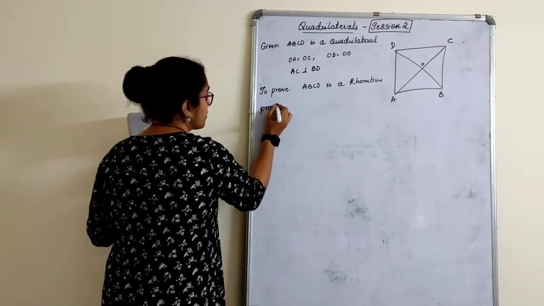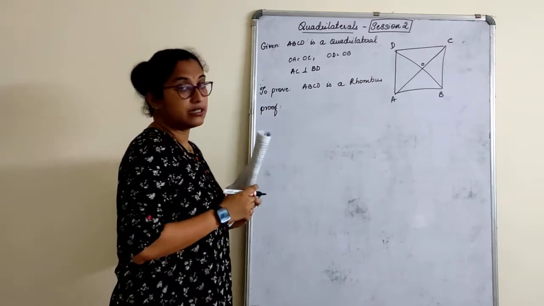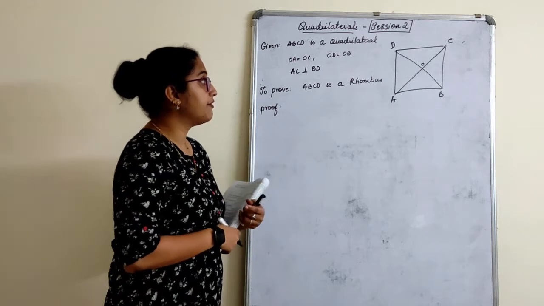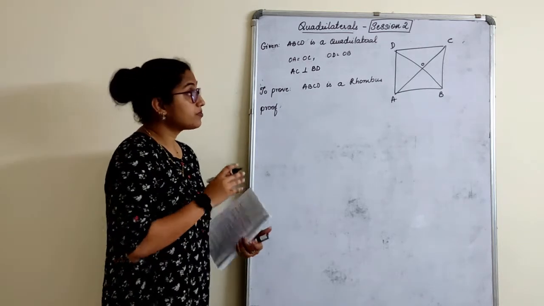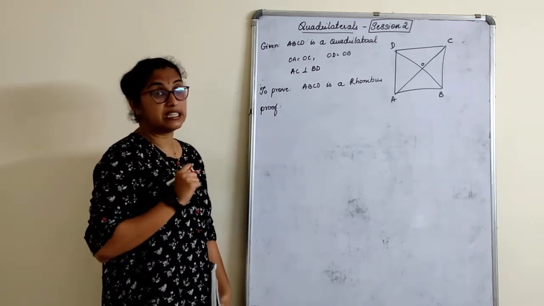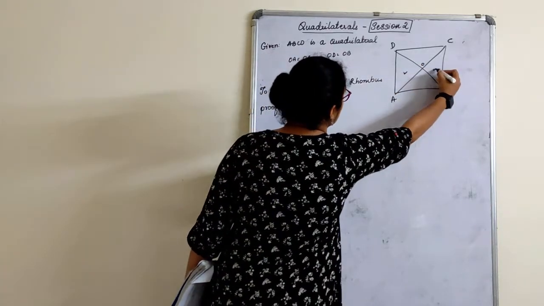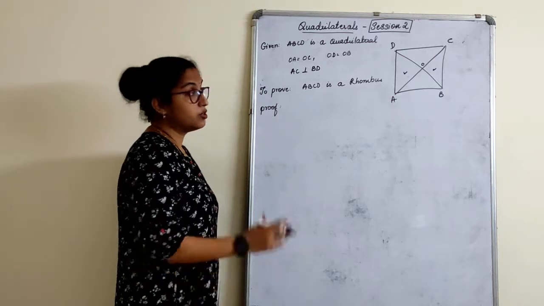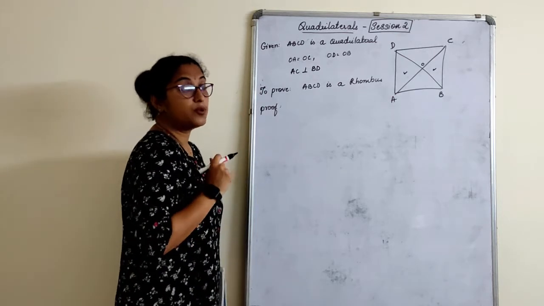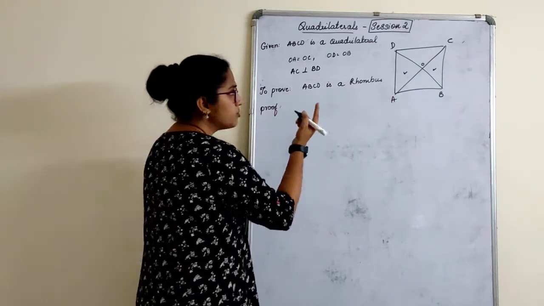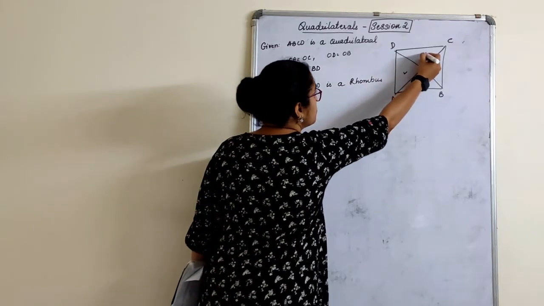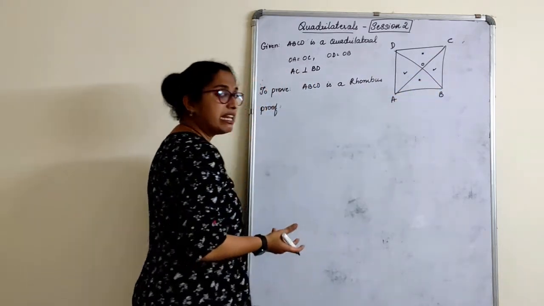Proof part. Now that's what I told you. To prove it has to be a rhombus, that means I have to prove that adjacent sides are equal. Now first what we will do is, let me first take these two sides and prove that these two triangles are congruent. Why those two? I can also choose these two. Right? Anything can be chosen.